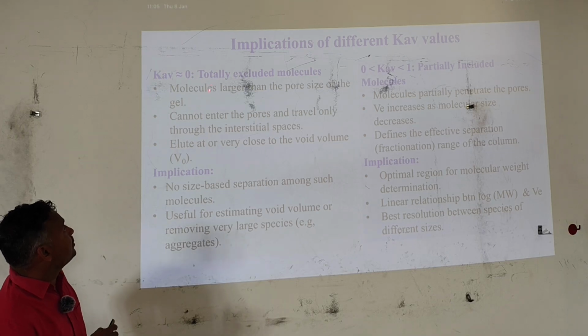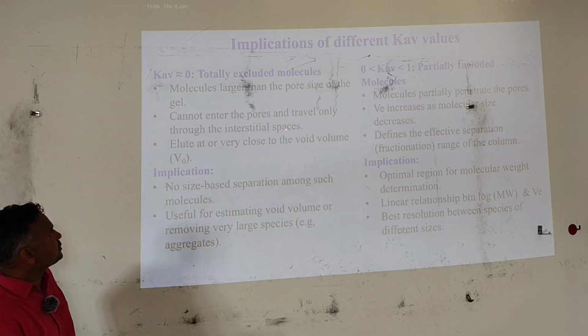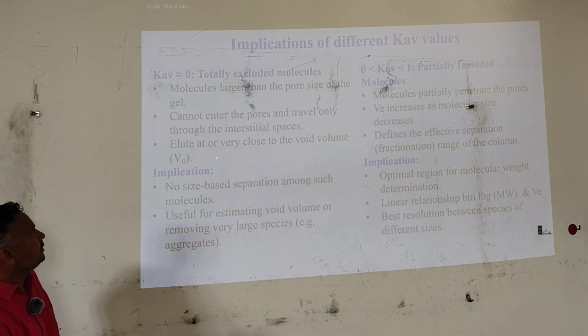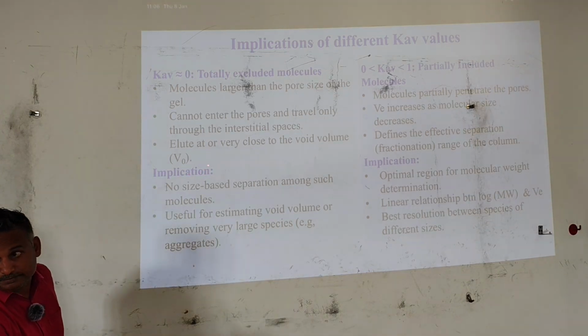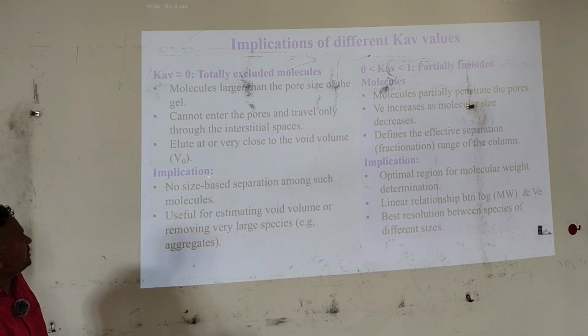Totally excluded molecules, larger than the pore size of the gel, cannot enter the pores and travel only through the interstitial spaces. They elute at or very close to the void volume V0. What are the implications? No separation among such molecules; useful for estimating void volume or removing very large species.